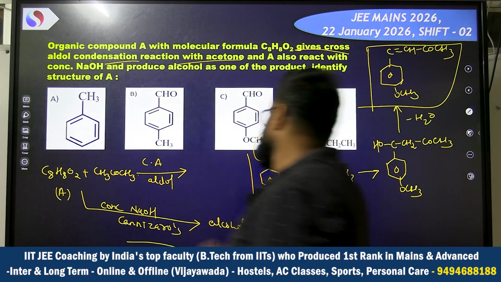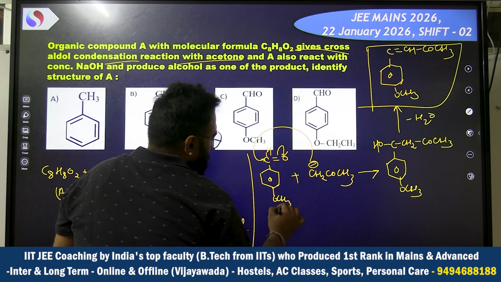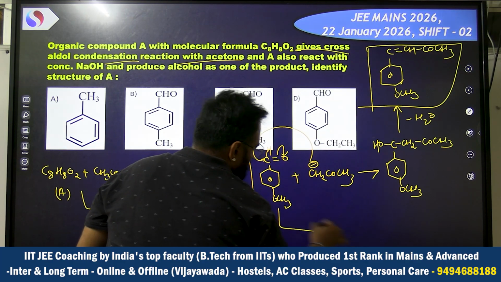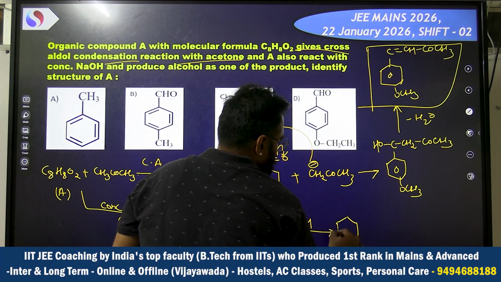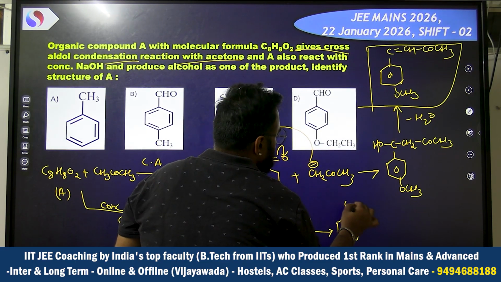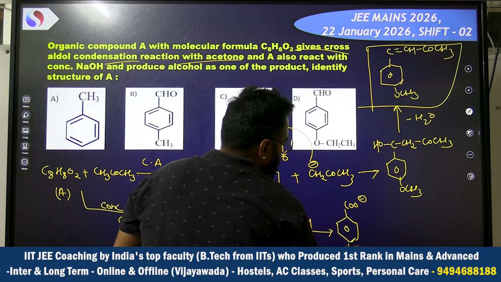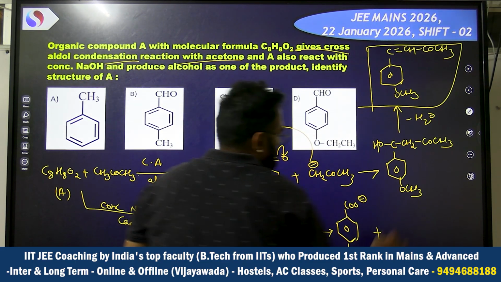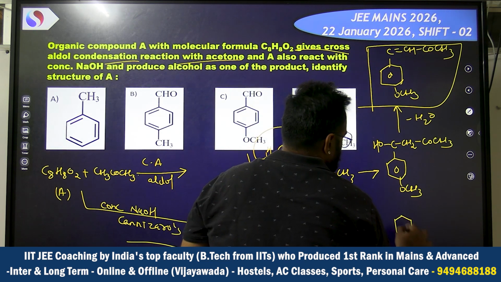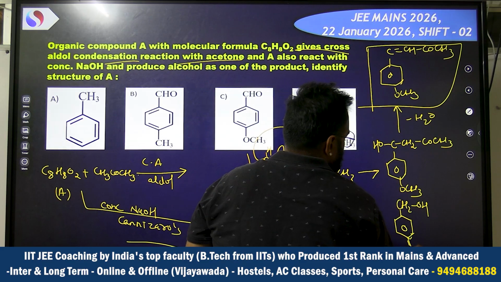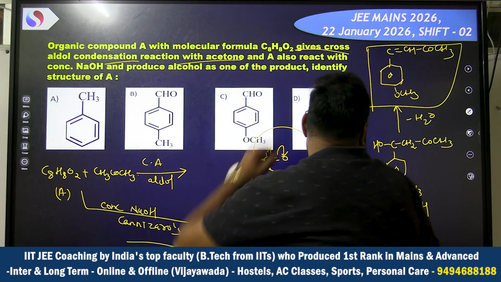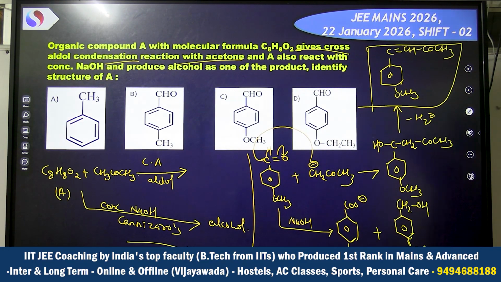Now Cannizzaro reaction. For Cannizzaro reaction with NaOH, what is produced? One will be COO minus with OCH3, the other will be CH2OH and OCH3. Correct? These are the possible reactions.